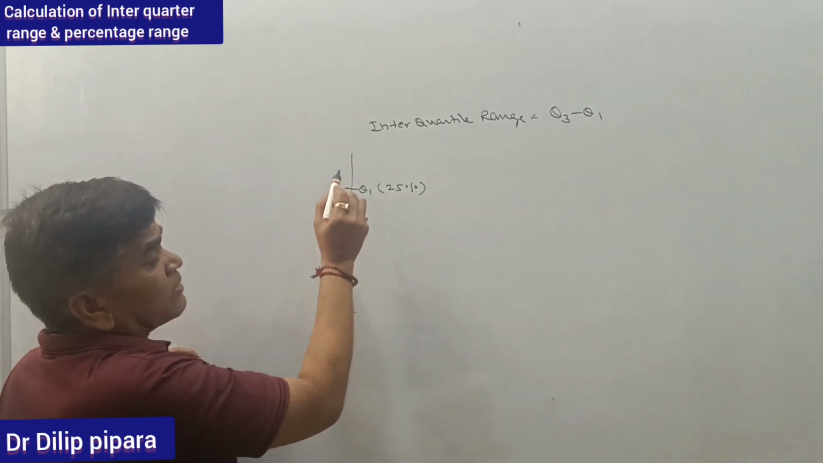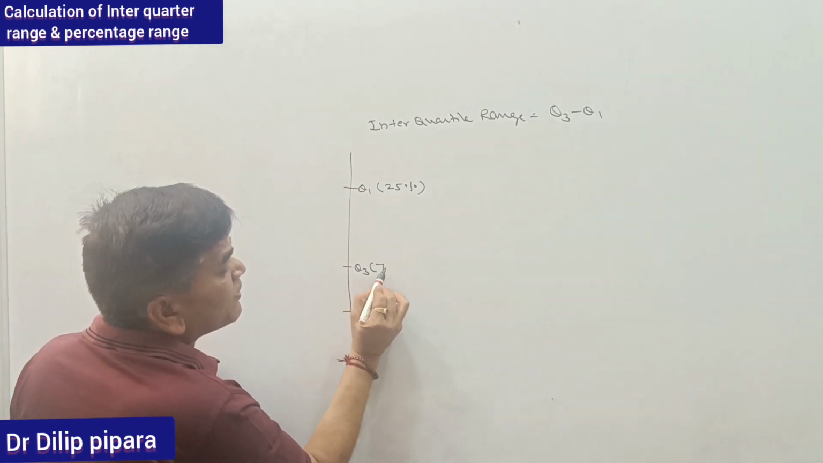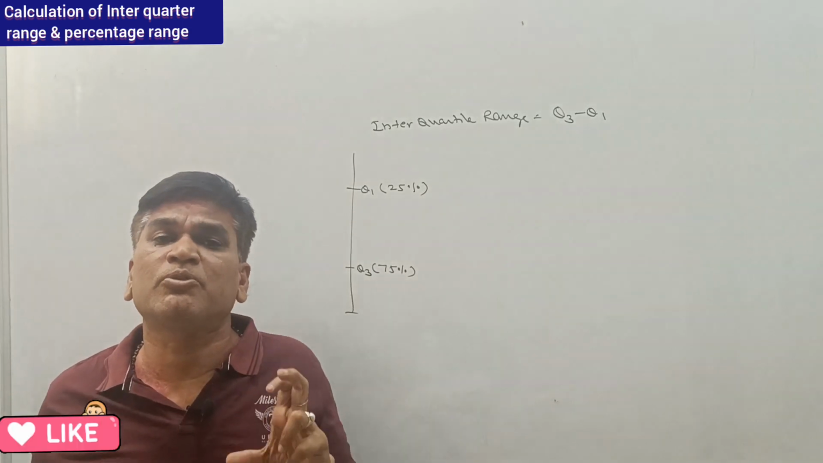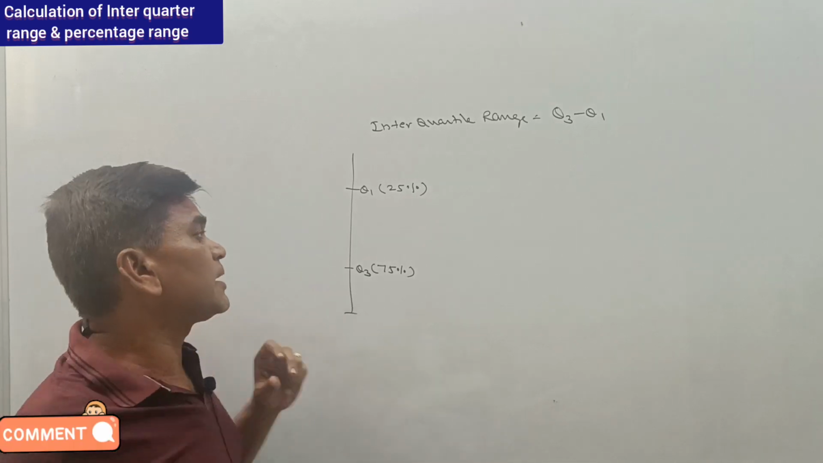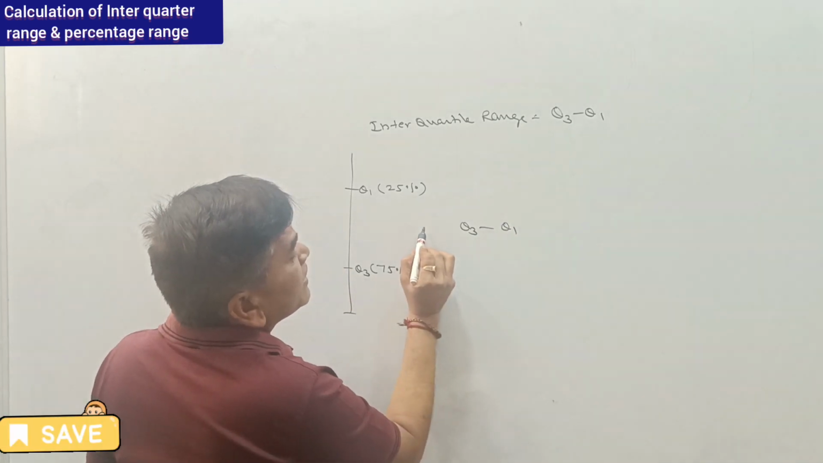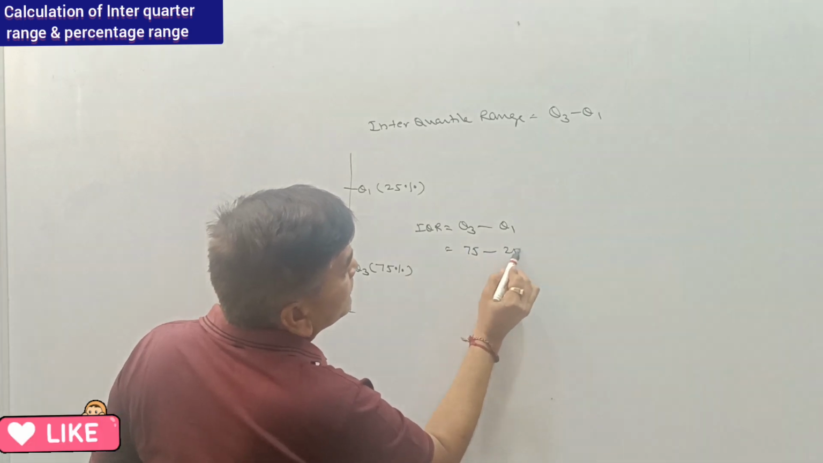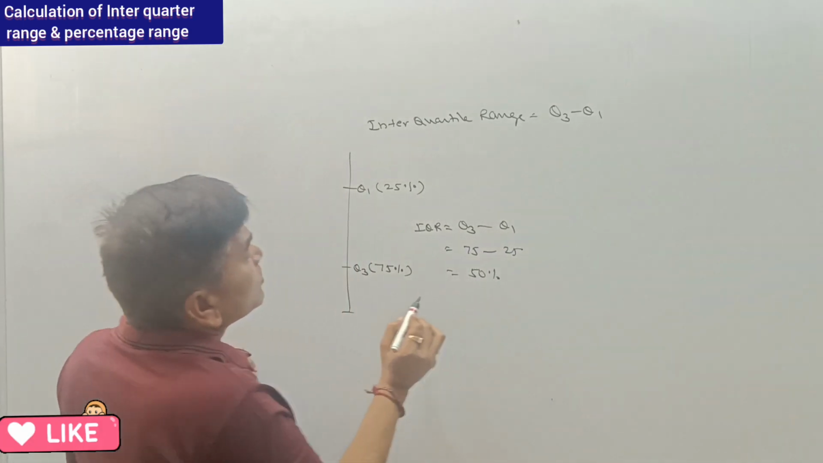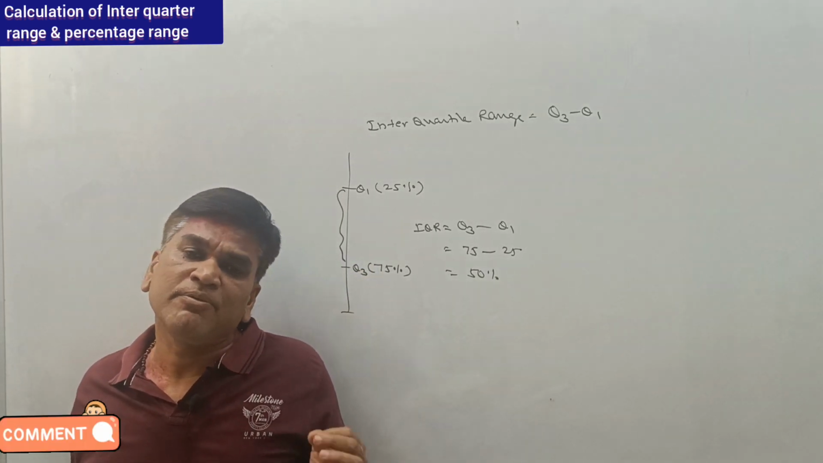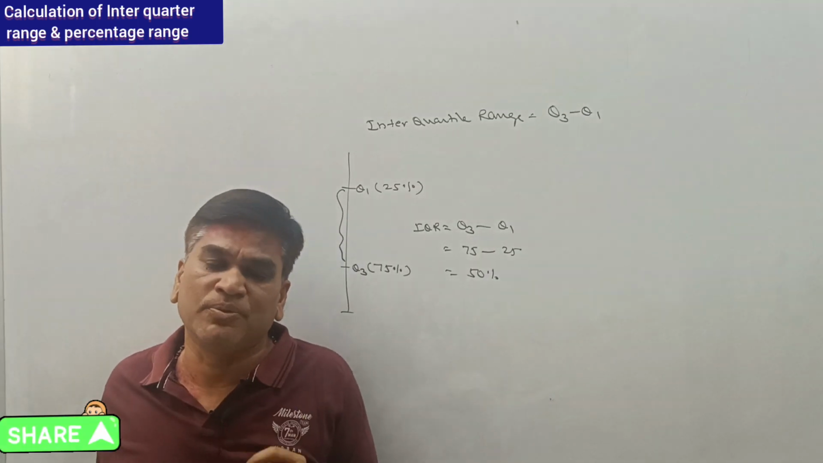Q1 shows the 25% of data and Q3 shows the 75% of the data. So if we are to calculate the range between the 25% and 75% of the data, we do Q3 minus Q1, that is called the interquartile range, 75 minus 25, which is 50% of the data. So if you want the dispersion of the middle 50% of the data, we calculate the interquartile range, that is Q3 minus Q1.